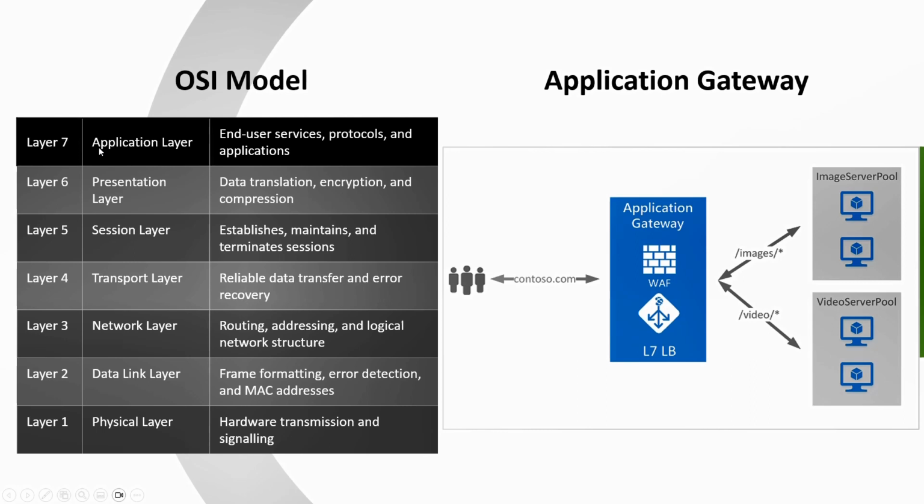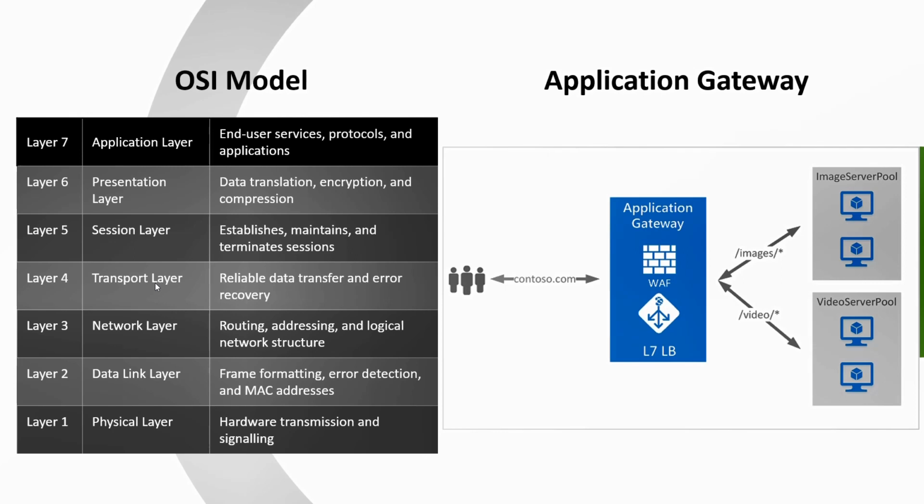However, if we talk about the traditional load balancers, they mostly work on layer 3 and layer 4, which are the network layer and transport layer. So this means all the routing happens only on the basis of source port, destination port, and source IP address and destination IP address. However, Application Gateway is an intelligent load balancer because it works at the application layer.